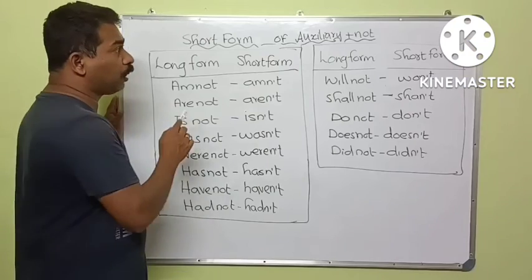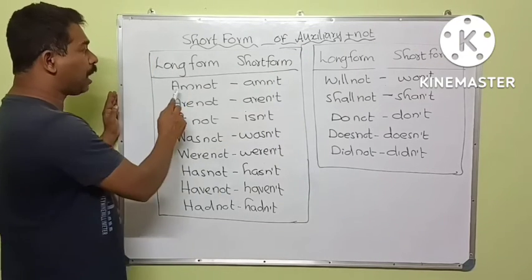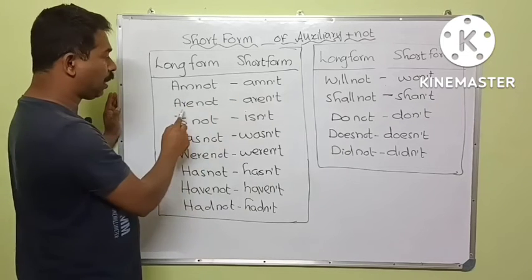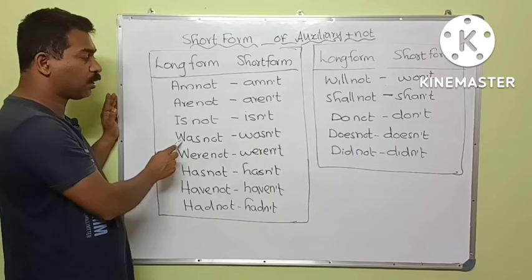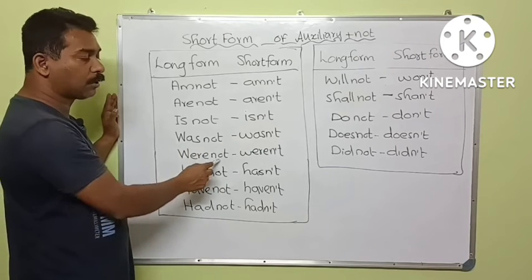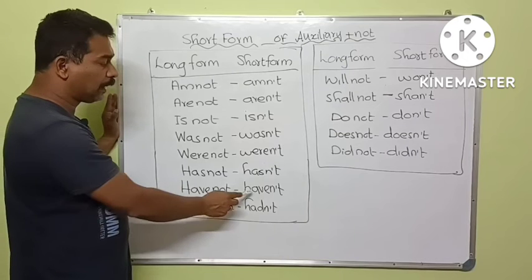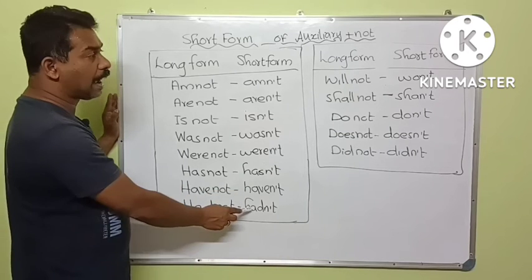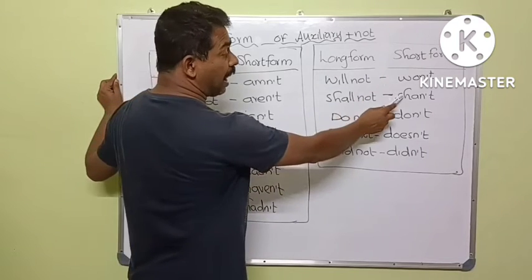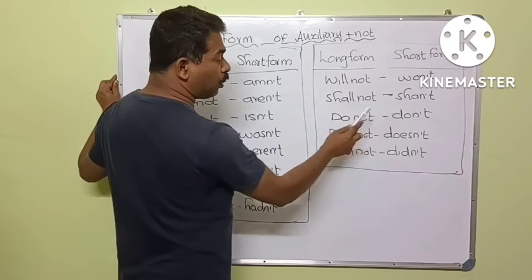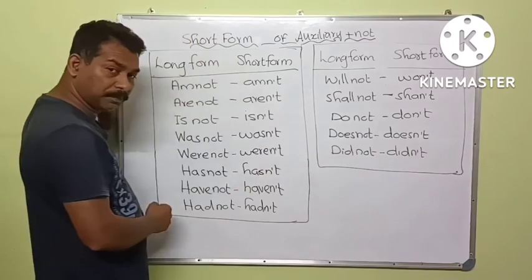Let me introduce the short form of auxiliary verb plus not, long form and short form. Am not, amn't, are not, aren't, is not, isn't, was not, wasn't, were not, weren't, has not, hasn't, have not, haven't, had not, hadn't, will not, won't, shall not, shan't, do not, don't, does not, doesn't, did not, didn't.